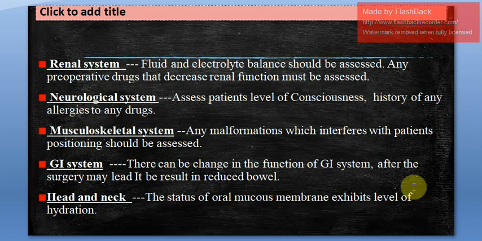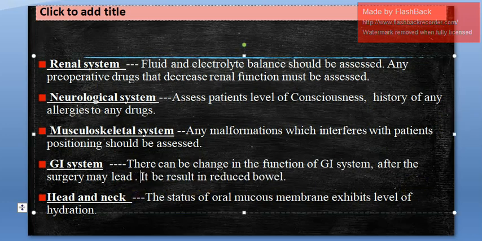Now, under this gastrointestinal system, you have to see if the patient has complaints like nausea, vomiting, abdominal pain, or distension. All that can be assessed. Along with that, you should also find out regarding the bowel sounds, whether there are normal bowel sounds, and if the patient has constipation or diarrhea. All that has to be assessed.